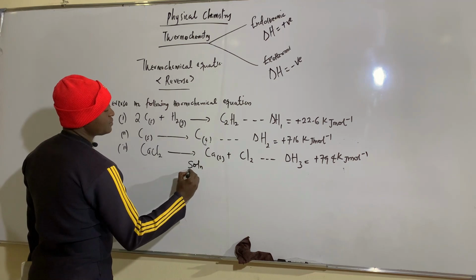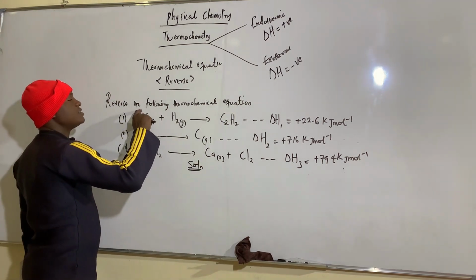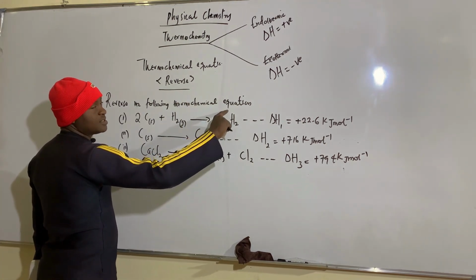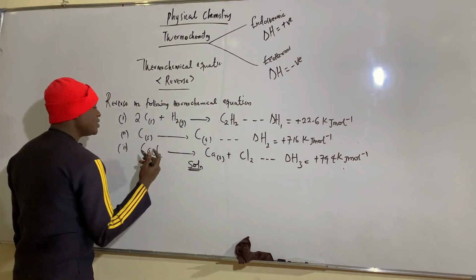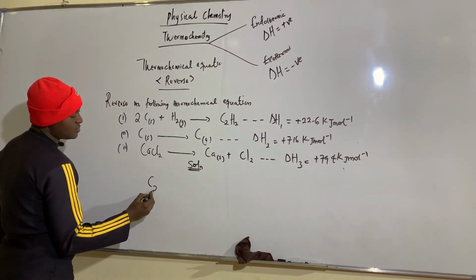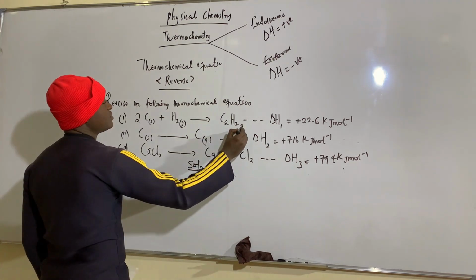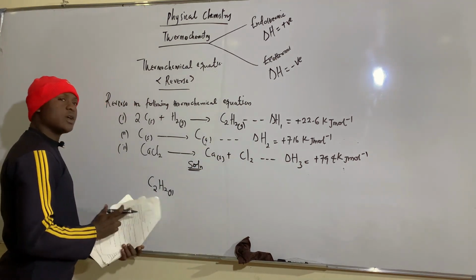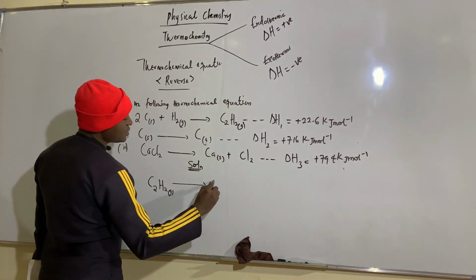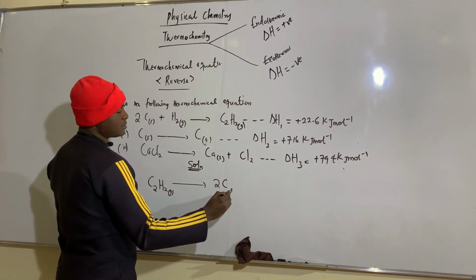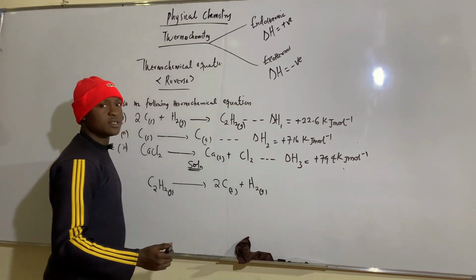Let's take the first one. They said, you can see what we have at the reactant is this, and what we have at the product is this. So if I want to reverse it now, this will come here and the other one too will go there. So here, that means that we have C2H2, I think it's supposed to be gas, yeah, it's gas. So now this one too will go here. So that means that we have 2 carbon solid plus hydrogen gas. Can you see that?